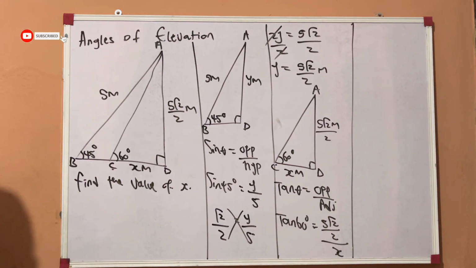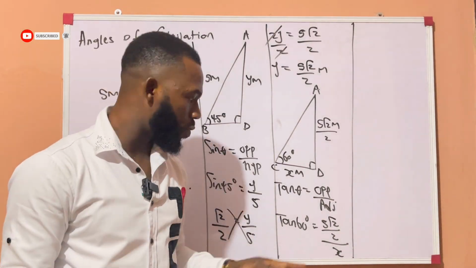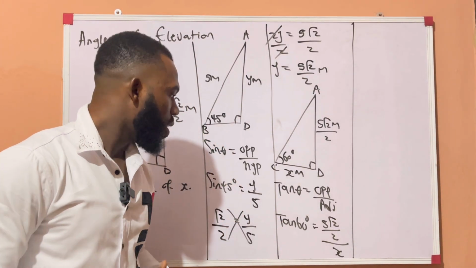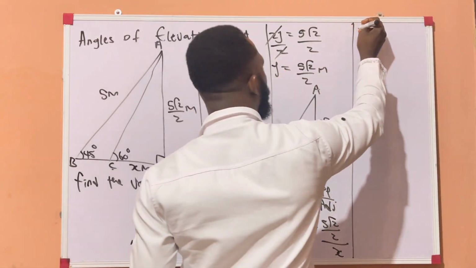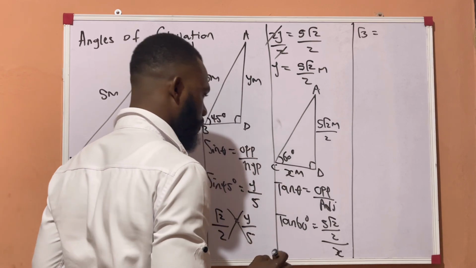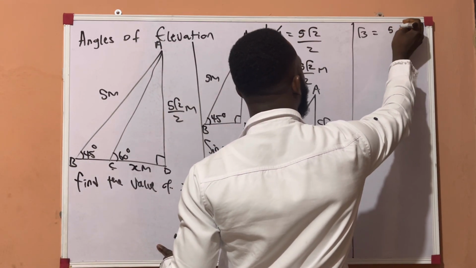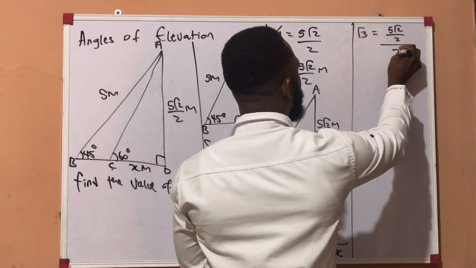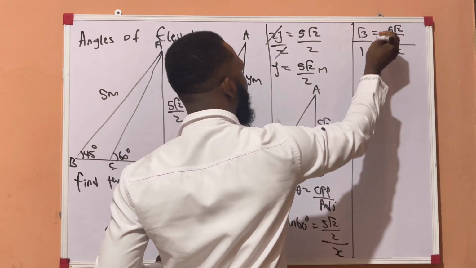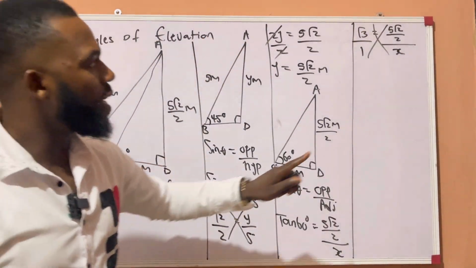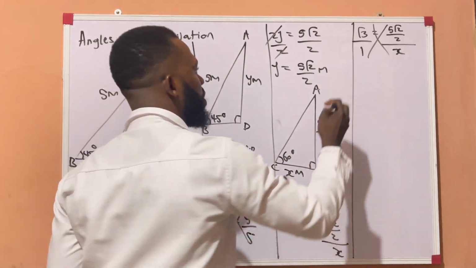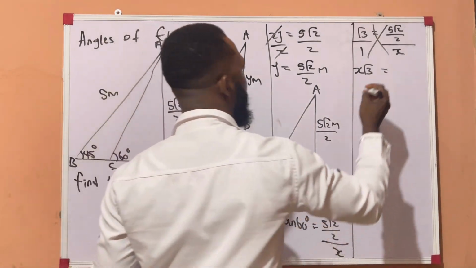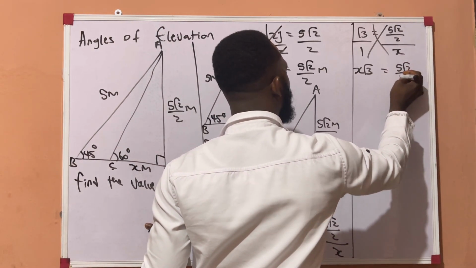Alright, so without wasting time, tan 60 degrees is also a special angle. So tan 60 is root 3, just the way tan 30 is 1 over root 3. So if tan 60 is root 3, it means here becomes root 3 is equal to 5 root 2 over 2 all over x. So we place root 3 over 1 and cross multiply. So when x multiplies root 3, we are going to get x root 3 is equal to 5 root 2 over 2 multiplied by 1, which still gives us 5 root 2 over 2.